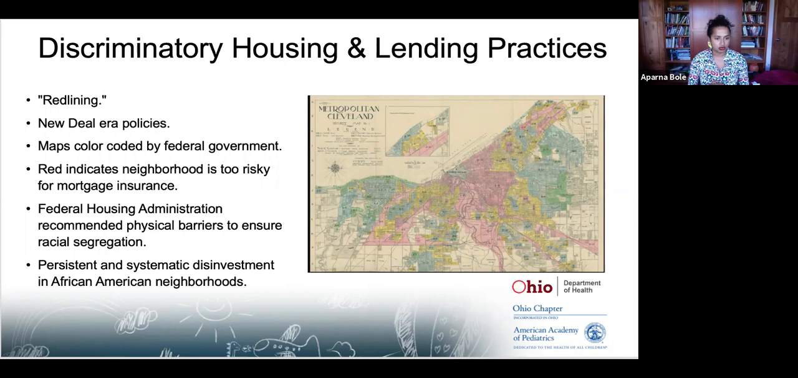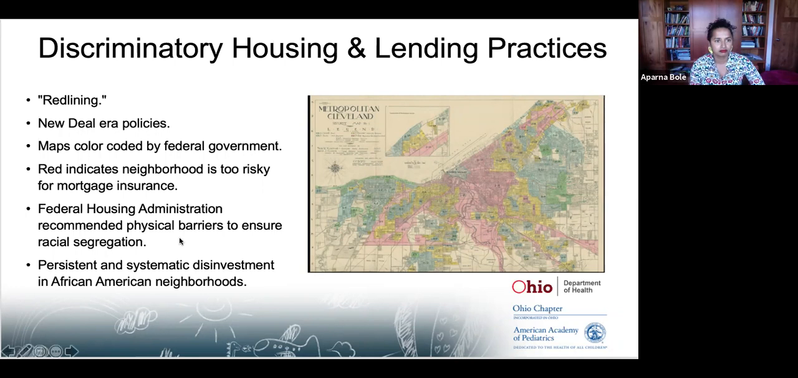And there's more and more data emerging that demonstrates that persistent health disparities map very well to these historic redlining maps, because this generational disinvestment in redlined neighborhoods has resulted in persistent health disparities, persistent disparities in exposure to environmental hazards, including to lead. Next slide, please.